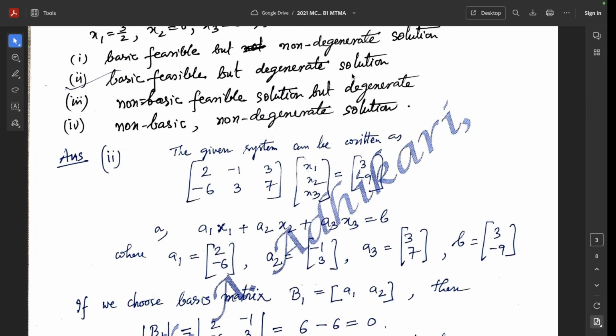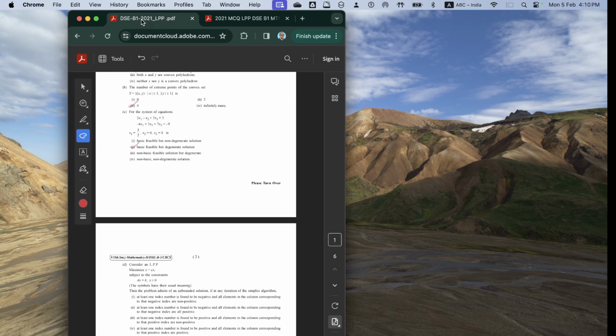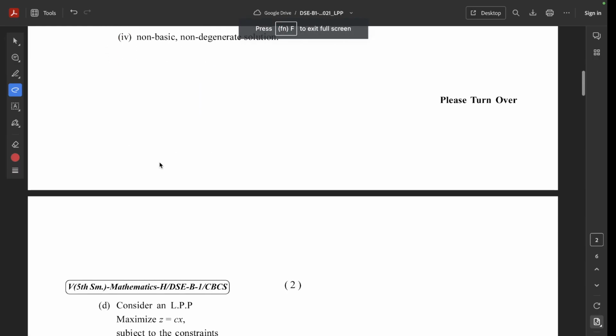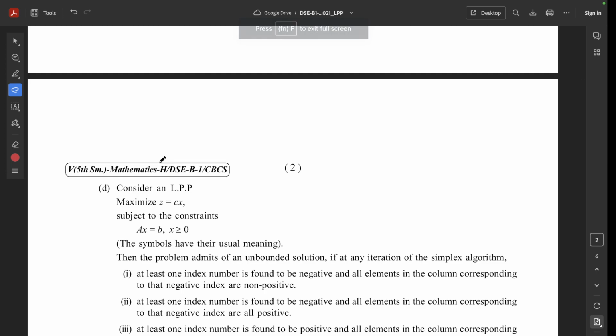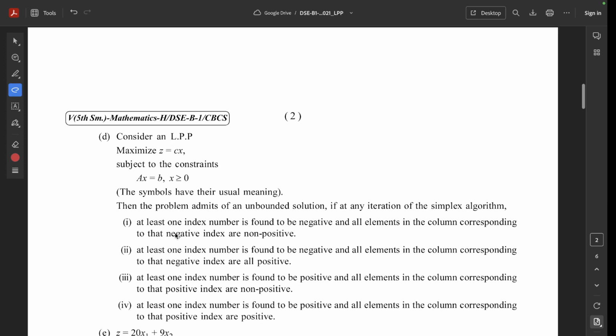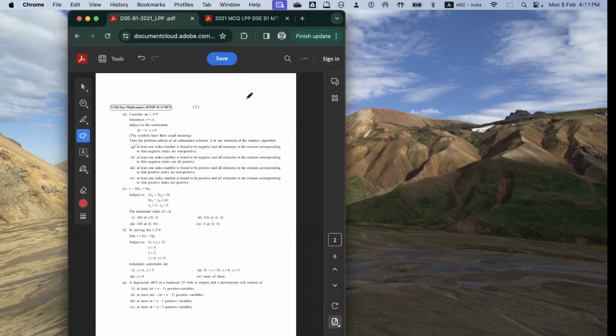Correct option is 2 here. Next, question D. Consider an LPP: maximize z equal to cx subject to the constraint Ax equal to b. The correct option is 1. At least one index number is found to be negative and all elements in the column corresponding to the negative index are non-positive, and then the problem admits an unbounded solution. This is the condition for unboundedness.